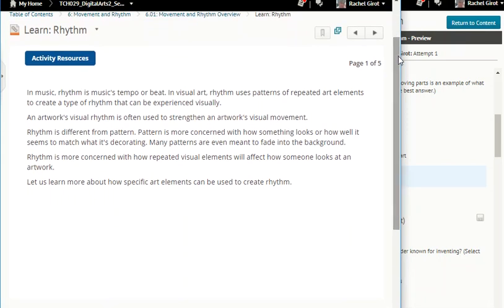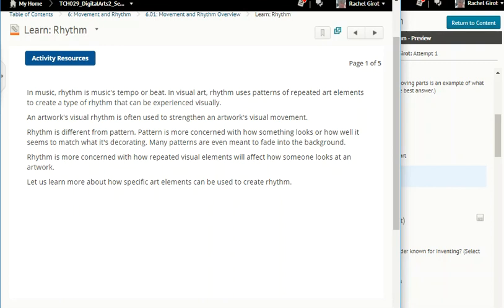Rhythm. In music, rhythm is music's tempo or beat. In visual art, rhythm uses patterns of repeated art elements to create a type of rhythm that can be experienced visually. An artwork's visual rhythm is often used to strengthen an artwork's visual movement.